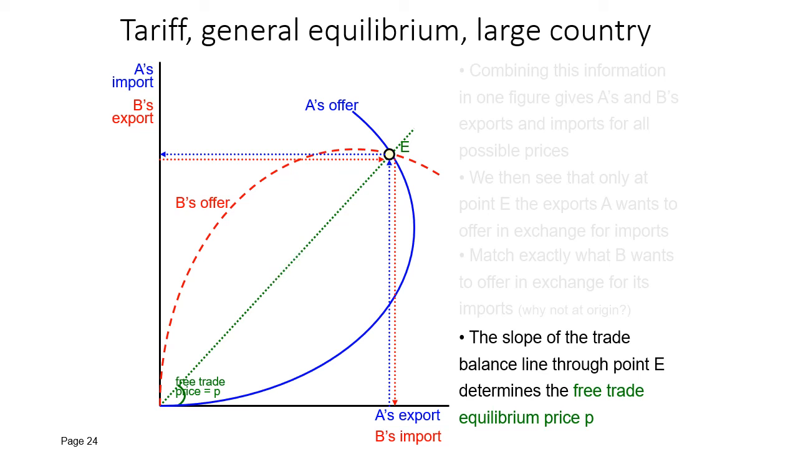You could also discuss why we would not say, okay, why not at the origin? What happens at the origin? There are no exports and no imports. What does that represent? Technically speaking, that represents autarky. And we find now that point E is also welfare improving for both country A and country B, if you look at it in terms of the trade indifference curves.